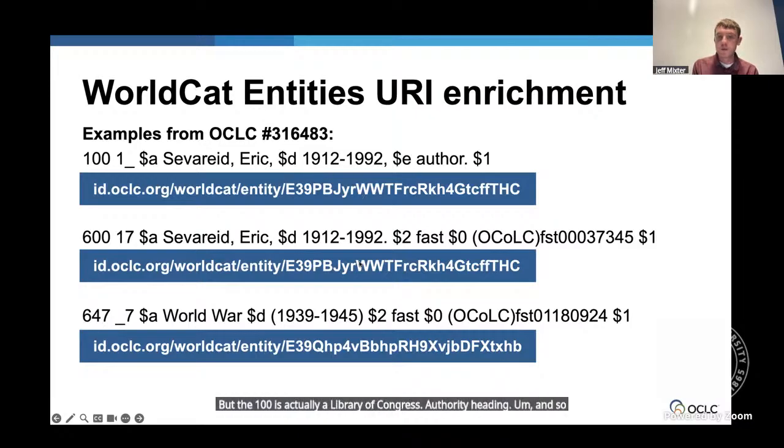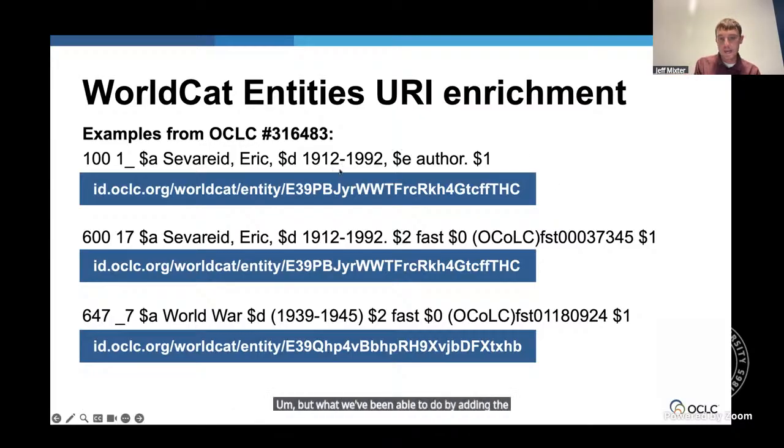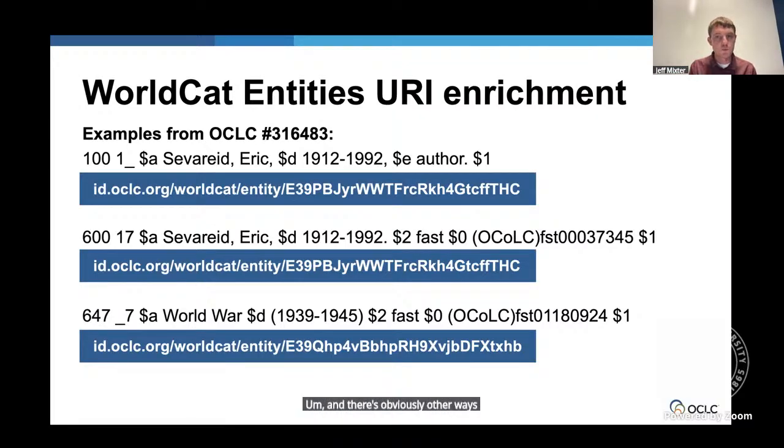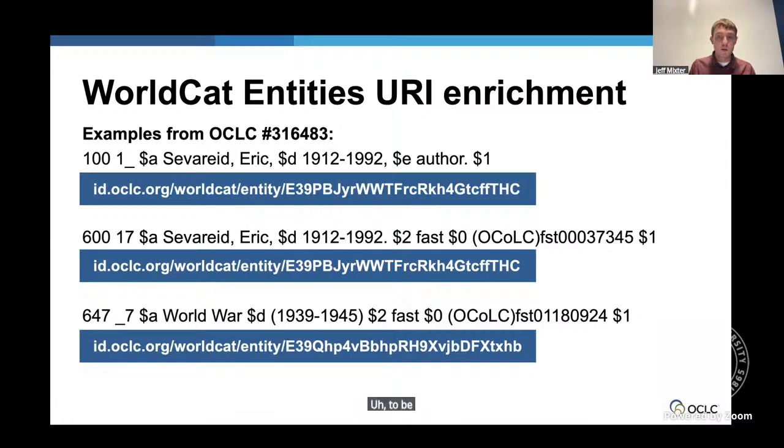And so that means both of these actually have different identifiers for them. The first one would have a Library of Congress identifier, and the second would have a FAST identifier. But what we've been able to do by adding the WorldCat entity identifiers here is connect these two together. These are indeed the same Eric Sevareid, even though they came from different controlled vocabularies. There are obviously other ways one can do this, but the fact that it's minted directly into the MARC record makes it very convenient to identify that these are indeed the same person.